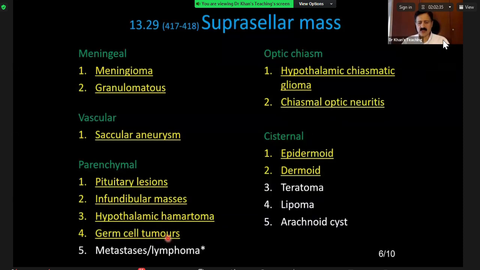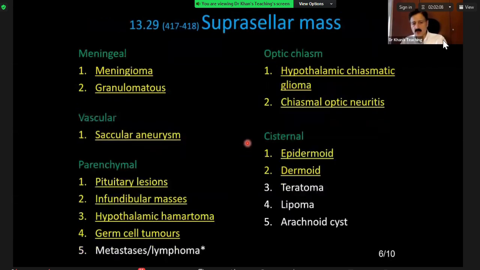Then there can be germ cell tumors, there can be metastasis and lymphoma. And there can be lesions arising from the optic chiasma, like chiasmatic glioma. And then there can be lesions which are sitting in the subarachnoid space, like epidermoid, dermoid, teratoma, lipoma, and arachnoid cyst.